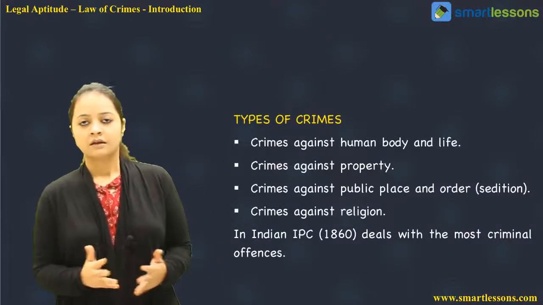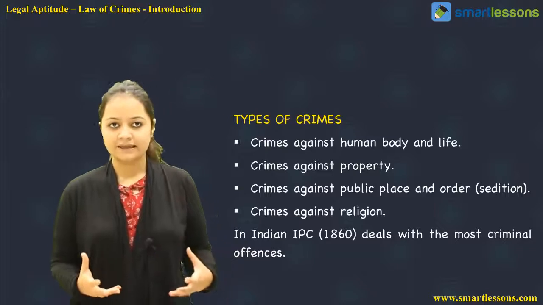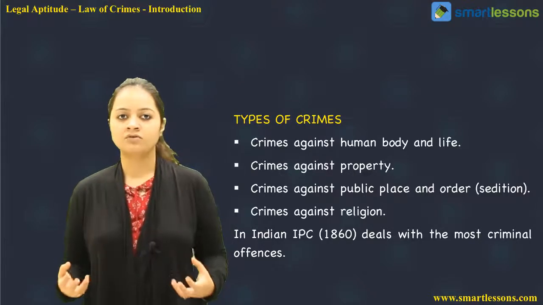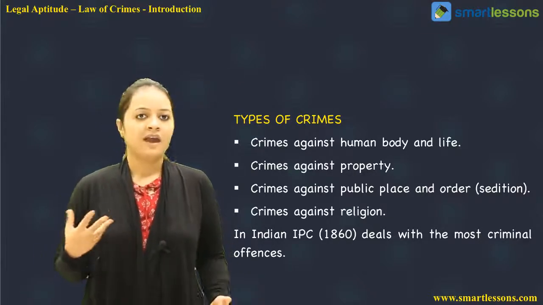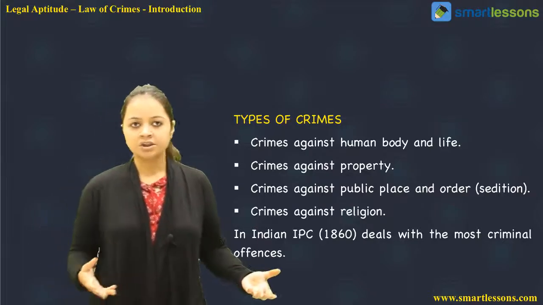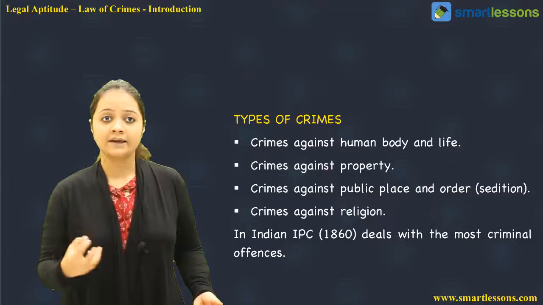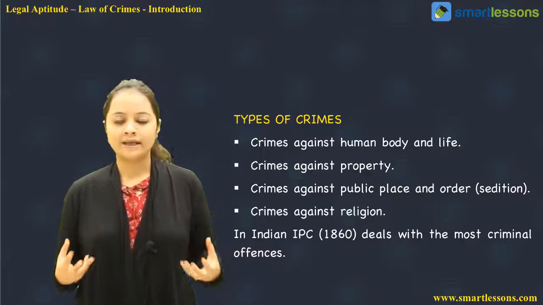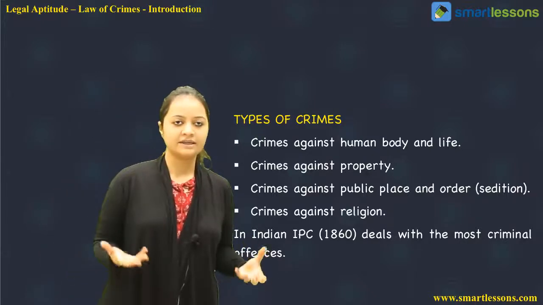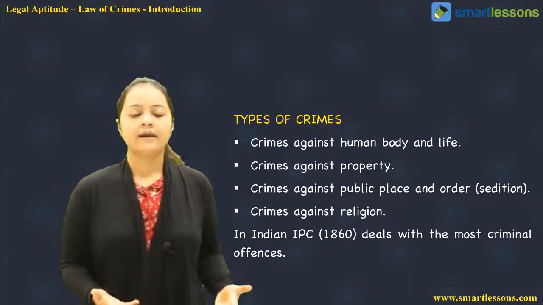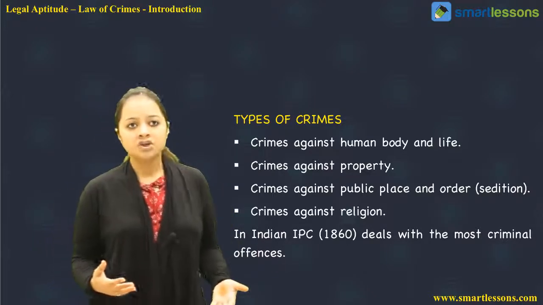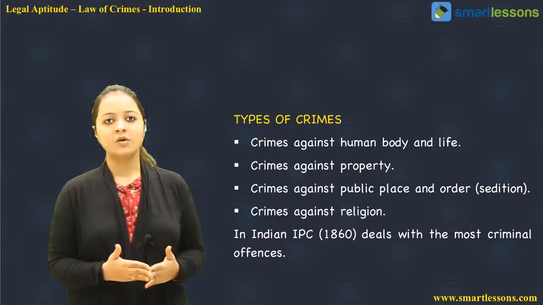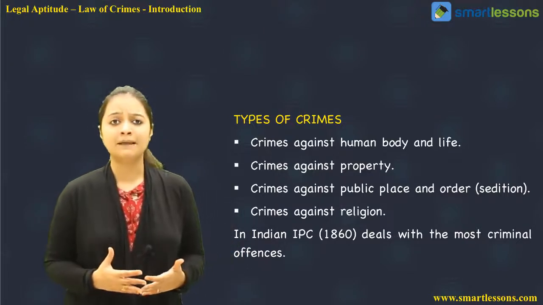Types of crimes. Now we need to see what all types of crimes there are. Crimes against human body and life, harming the human body or trying to harm human life: murder, extortion, rape, these kinds of acts which inflict injury or harm or stress to our body and life are called crimes against human body and life. Crimes against property: again theft, robbery, damage, trespass, these are all crimes against property. Crimes against public place and order, when you are trying to disturb the public peace and order.